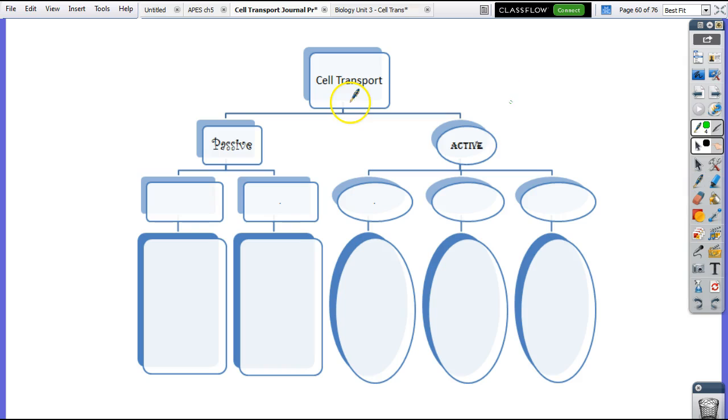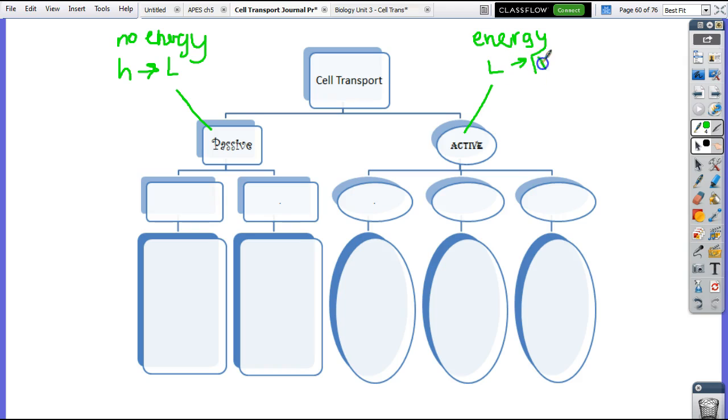So you guys have this flow chart in front of you. We're going to go ahead and fill this in. So the first thing I want you to write above here is the difference between active and passive. So passive, no energy, remember, and it goes from high to low. Active uses energy, and it goes from low to high.